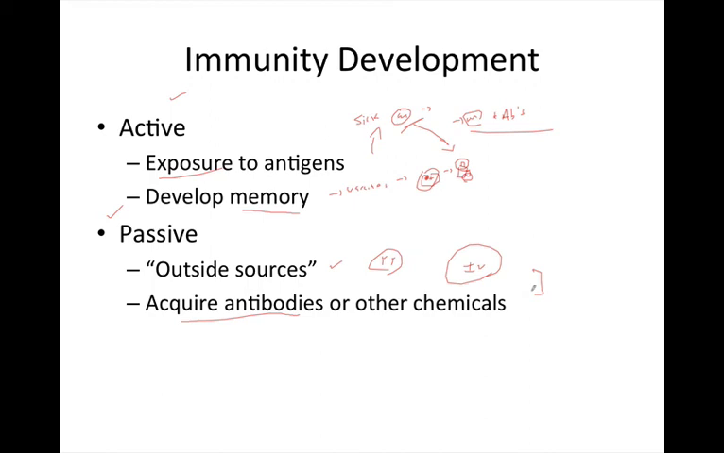All right, I apologize for the density and the length of this video, but there's a lot to cover in this. The last thing that I want to talk about, in another video, is basically just what can happen when the immune system goes wrong. So basically immunodeficiency and autoimmunity.